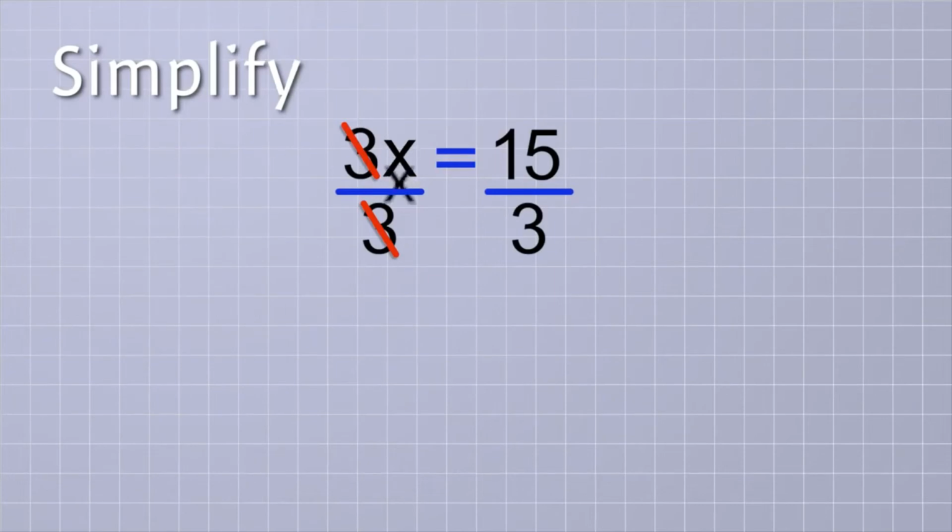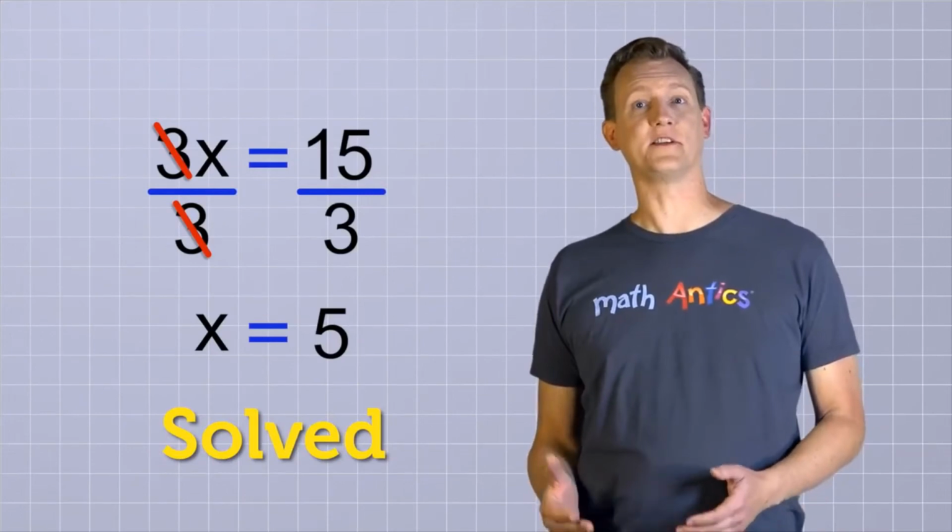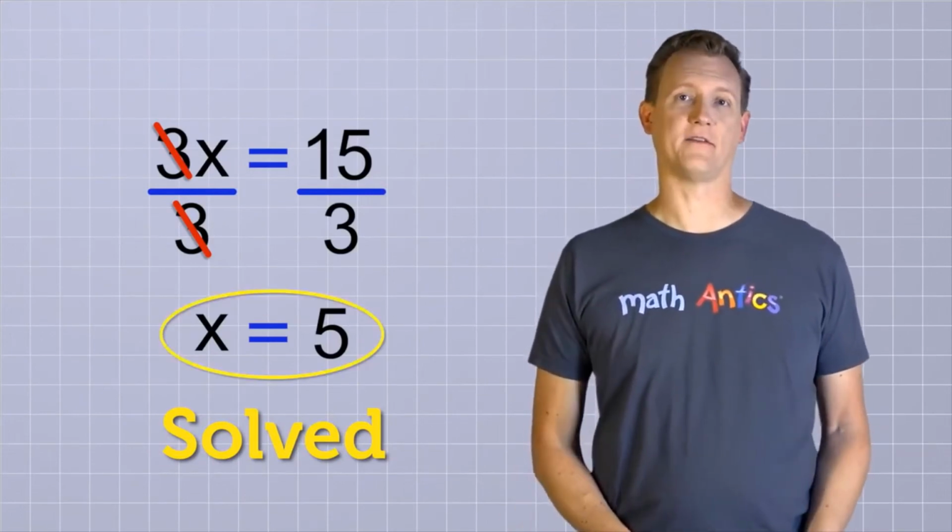That leaves us with just x on this side. And on the other side, we have 15 divided by 3, which simplifies to 5. There, we've solved our equation by changing it into the simplified form, x equals 5. Let's try another one just like that.